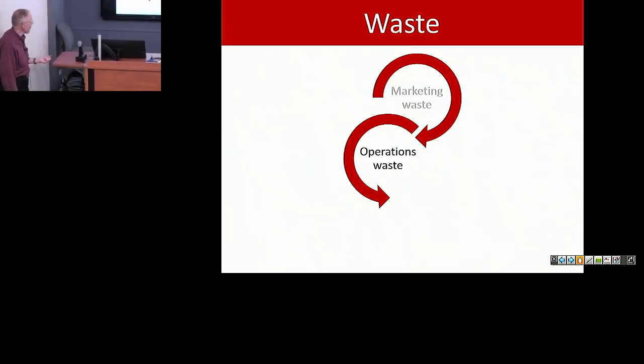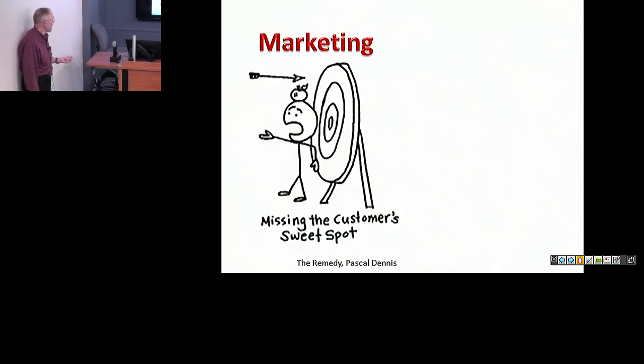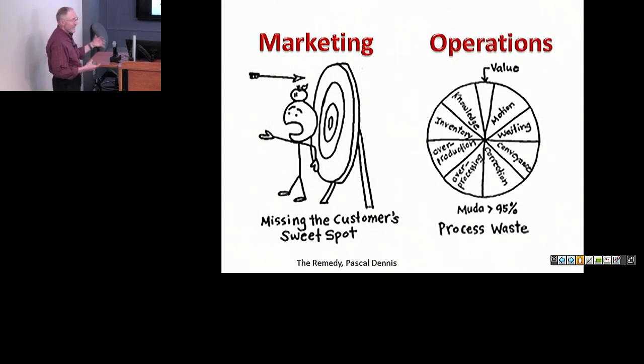Then operations waste. So marketing, missing the customer's sweet spot, missing one of those specified values, missing one of those expected values, right? Missing a delightful value, that would be marketing waste. What's operation waste? That's going to be inside the plant, right? Inside the company, inside the operations, right?